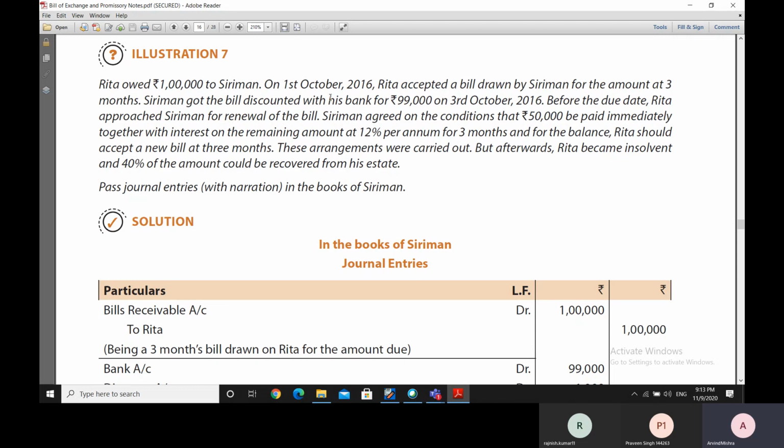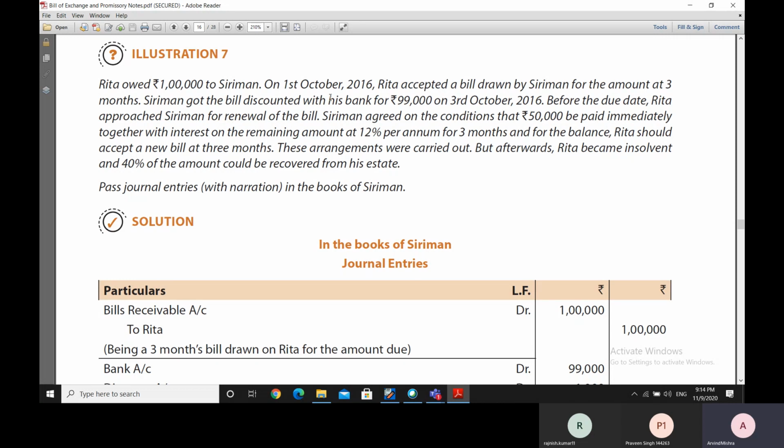So what is happening here is that Siriman has agreed on the condition that out of the 1 lakh rupees, Rita should pay half of it, 50,000, immediately, along with the interest on the remaining amount at 12% per annum for 3 months. And for the balance 50,000 rupees, Rita should accept a new bill at 3 months, which means that the new bill would be for 50,000 rupees and it will be payable after 3 months.